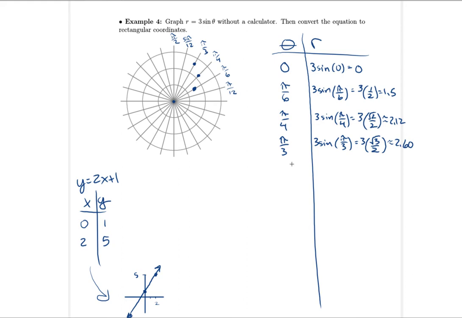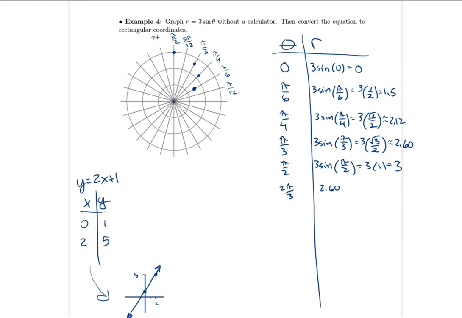And then pi over 2 is 3 times 1, which is 3. So that means up here I'm at 3. All right, so at this point, what I want to do is go a little faster through this. So you get the idea. I'm literally plugging them in, figuring out what I get, but ultimately I'm going to settle for an approximation if the number isn't nice. So if I do 2 pi over 3, I get 2.60.